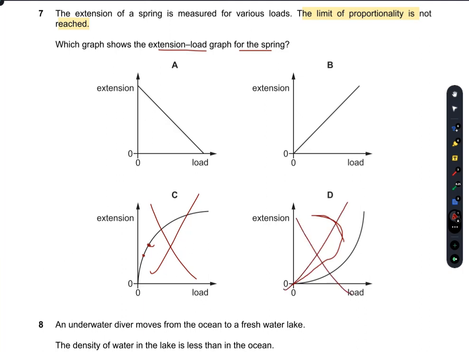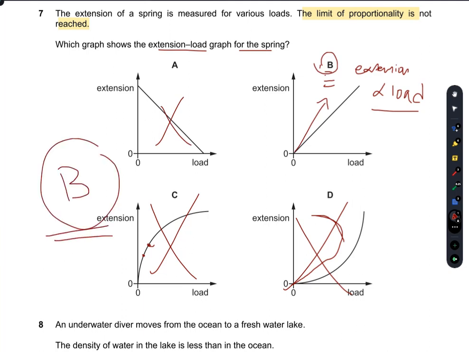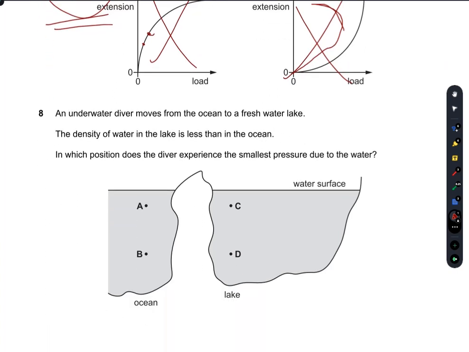Whereas the extension of a spring is directly proportional to the load. We know this. So it should be a straight line graph going upwards, as shown in B, not as in A. A shows an inverse relation, whereas B shows a direct relation until the limit of proportionality is reached. So B is the right answer.